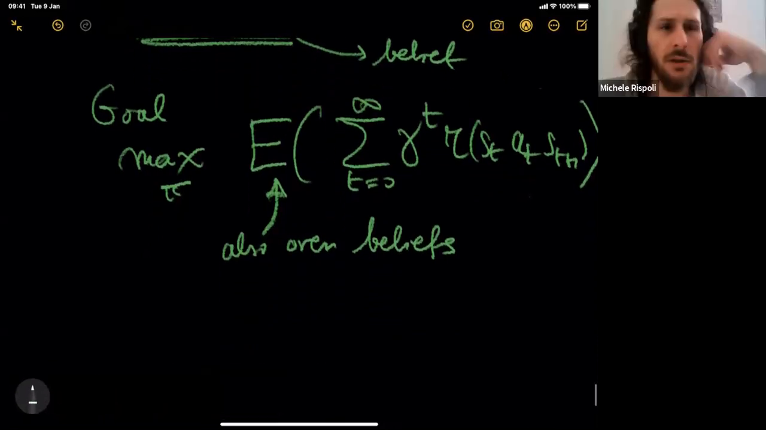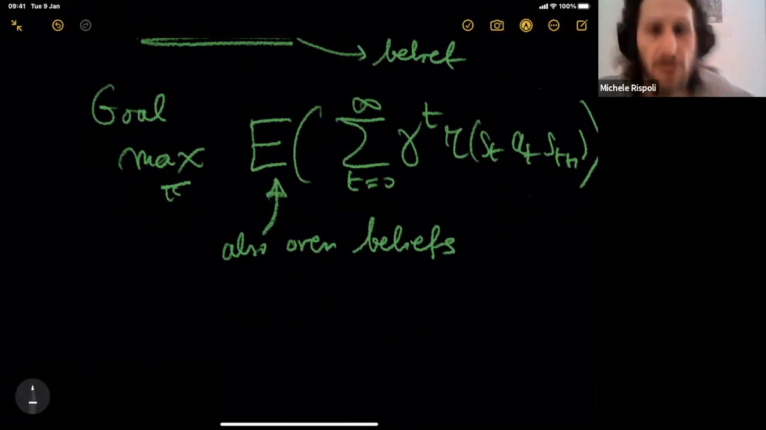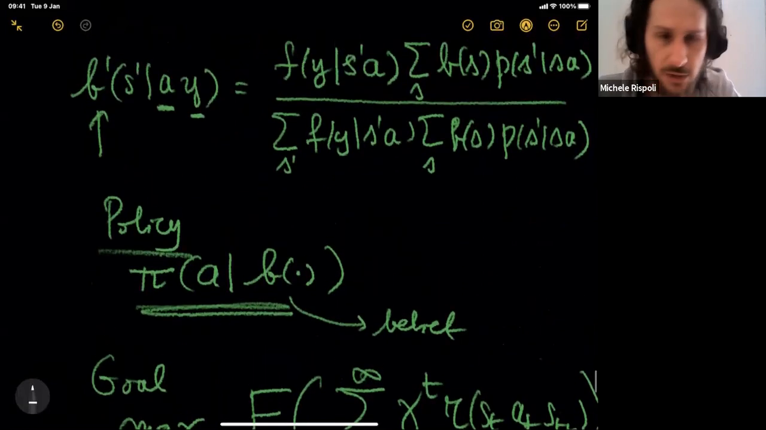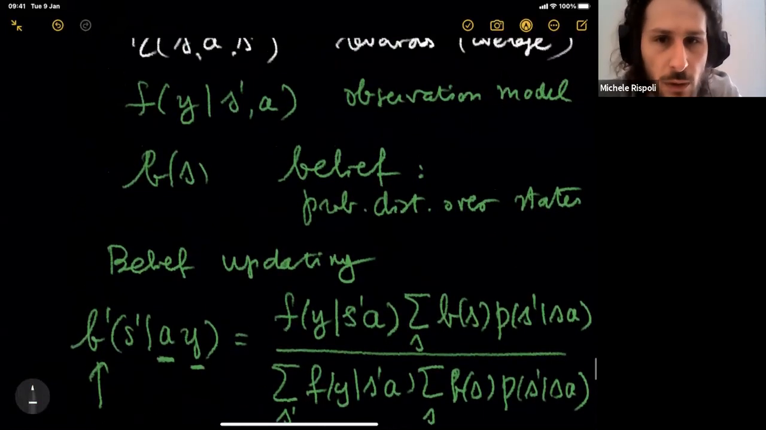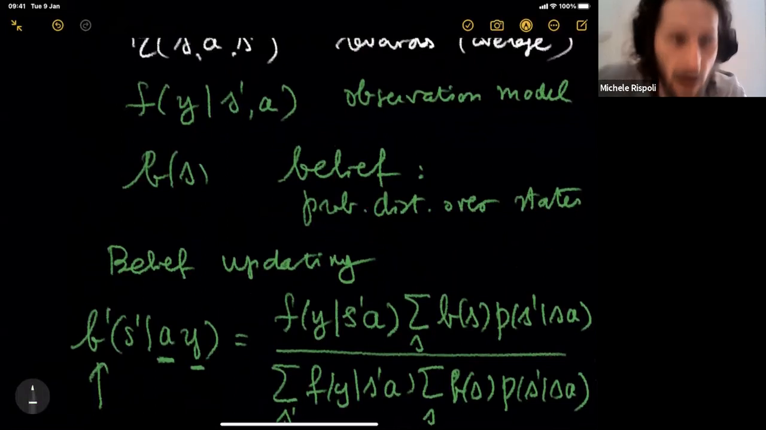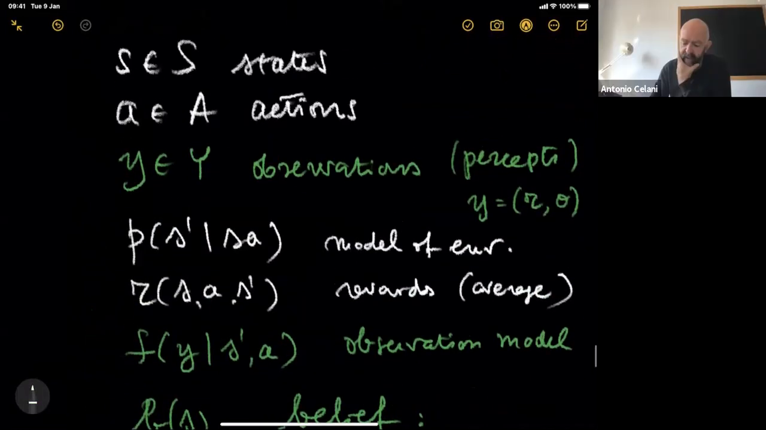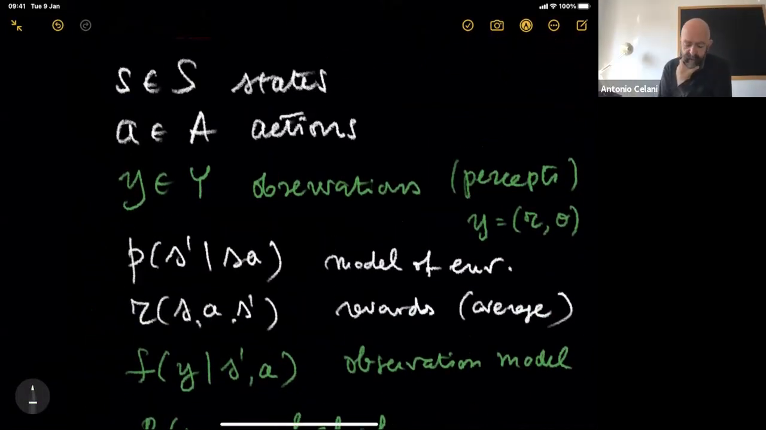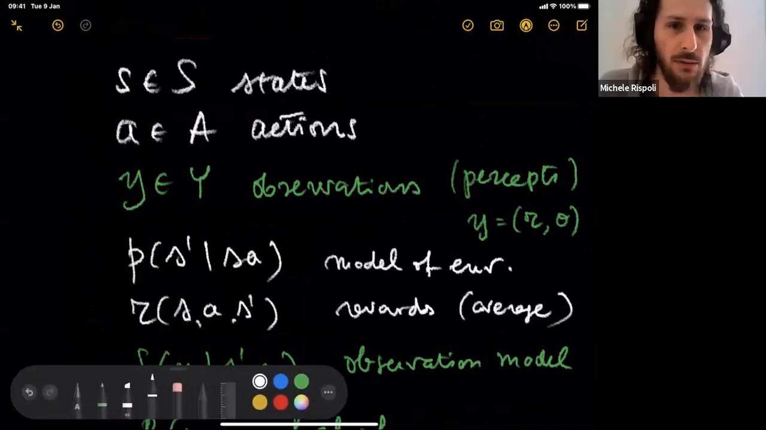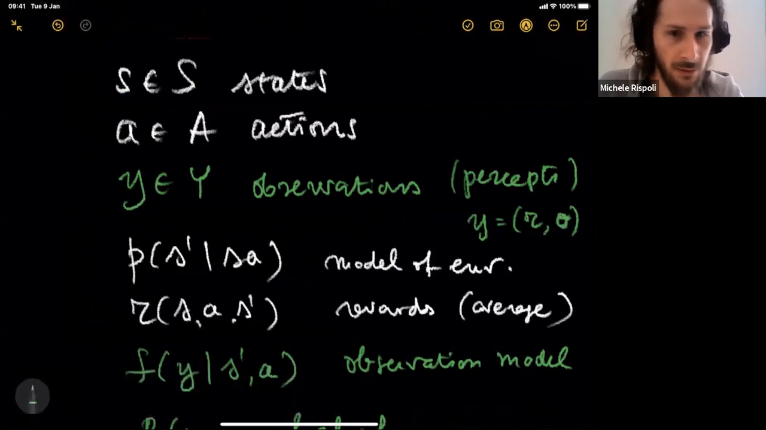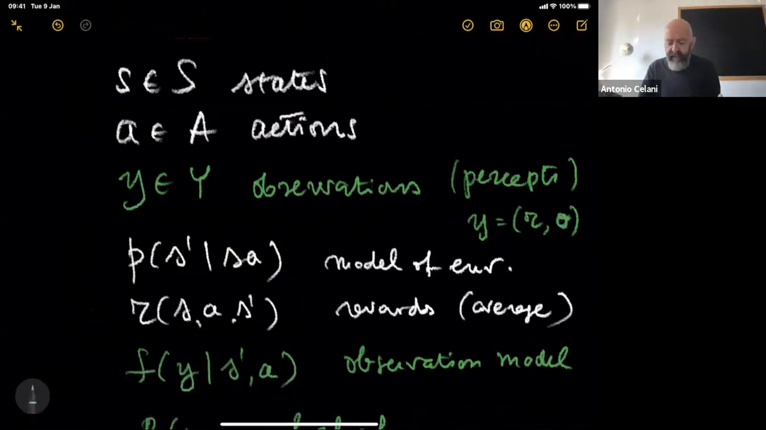Sorry, can I ask you only one small thing before we go ahead? Before, when you were writing the observations, you wrote that y is equal to r and something up, even more up. Okay, yeah, I put an O. This is notation, it's a small o. And what is that for? This means that if you want, you can explicitly split your observations into rewards and contextual observations.